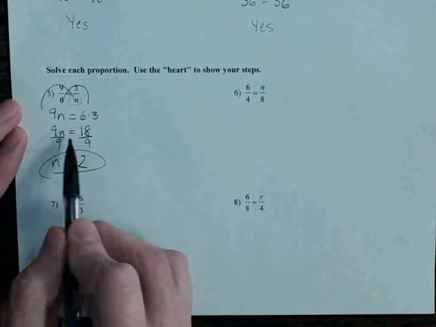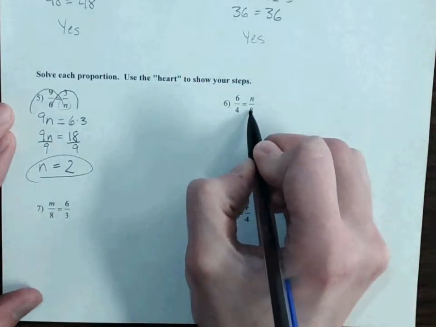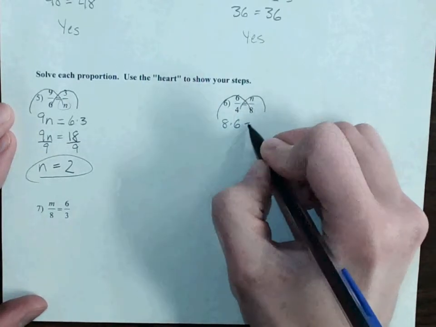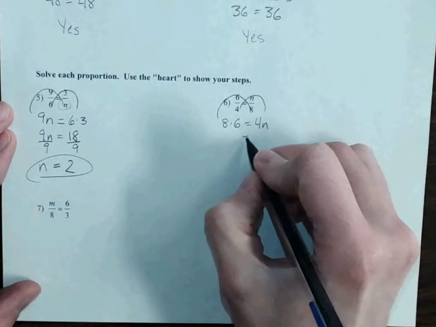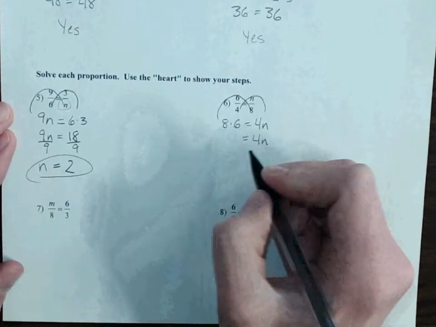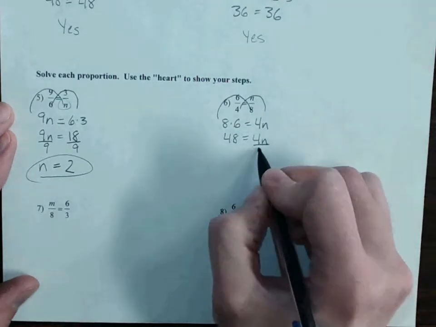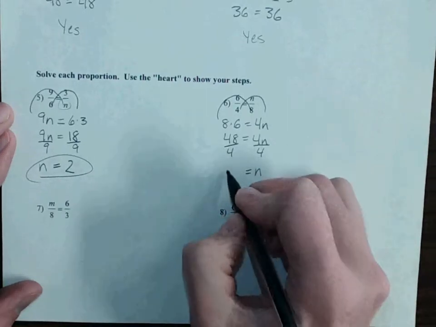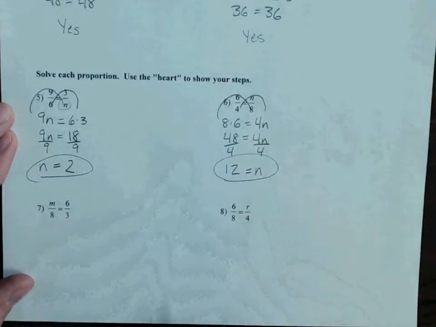So we just had just one step to find out what our variable is. Over here, on this side we get 8 times 6. On this side we get 4n, 4 times n, and 4n is equal to 8 times 6, which is 48. Now we need the n by itself, so we're going to have to get rid of this 4 by dividing both sides by 4. n is equal to 12. And that's it. We're just finding what value that missing number is.